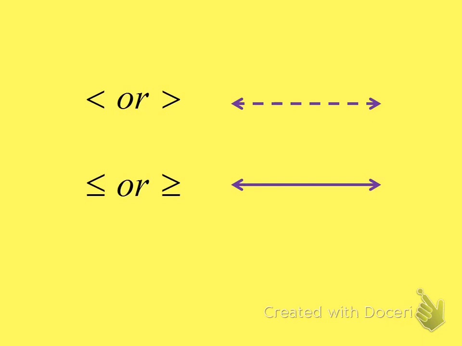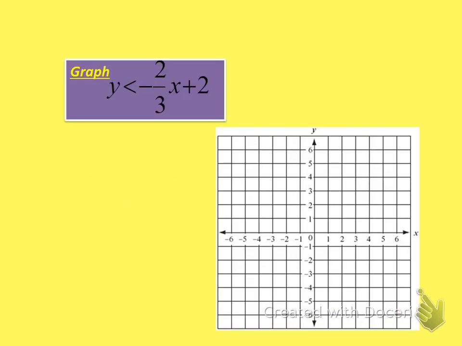Any questions on the intro stuff? Pretty straightforward, pretty good? Cool. Moving on. So, we begin. Y is less than negative 2/3 x plus 2. So what's my y-intercept on this line? Y-intercept. 2. 2 on the y-axis right there.